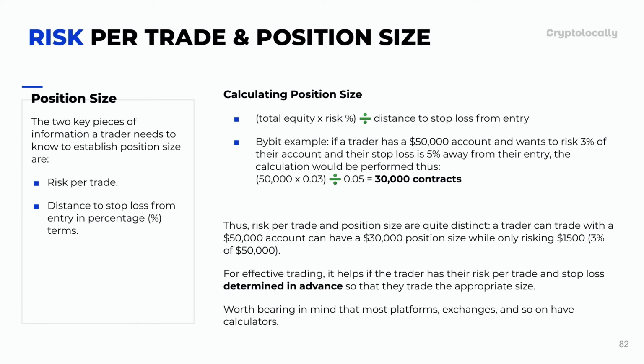Formula is here. Please always calculate your position size before entering a trade. And for you to calculate your position size, you need your risk per trade, the distance to your stop loss from your entry, and you need your total equity, the total amount you have in your account. So it's basically total equity multiplied by risk divided by distance to stop loss from entry, right? I hope you got this.